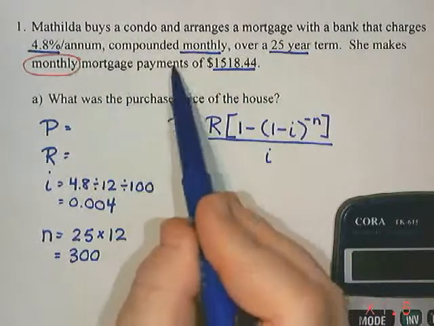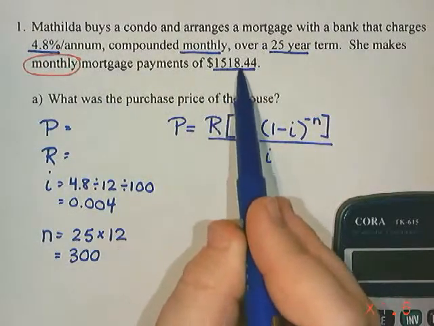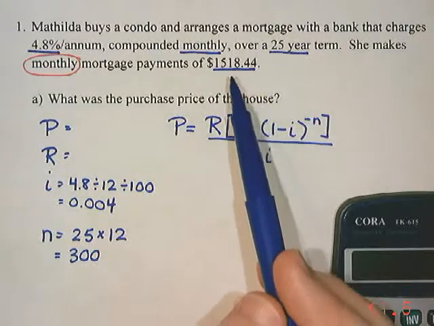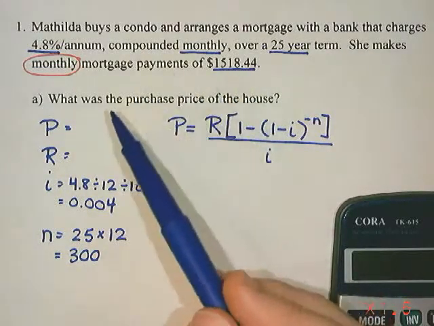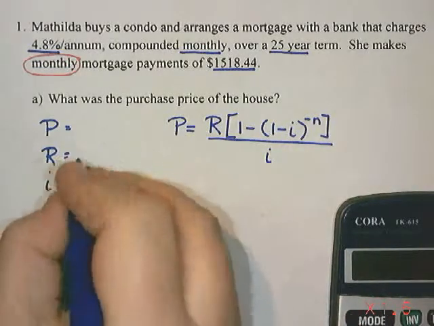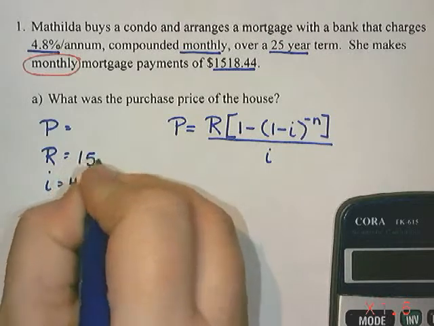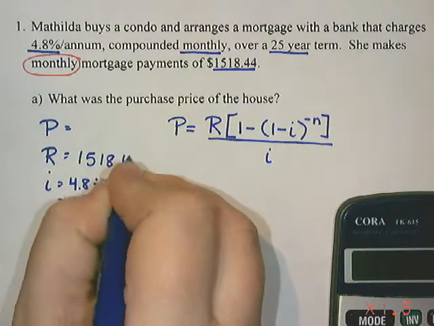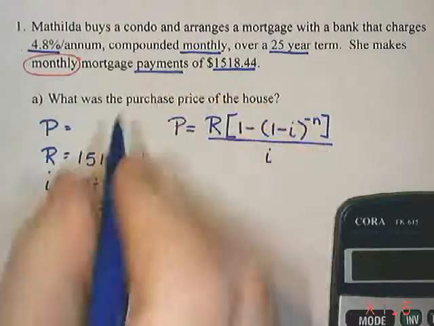It also says we're making the payments of $1,518.44. So you have to ask yourself, is that the total price of the house, or is that the monthly payment that we're making? It's the payment that we're making, so it's going to go in for my R. I can tell that because it says it's a payment.